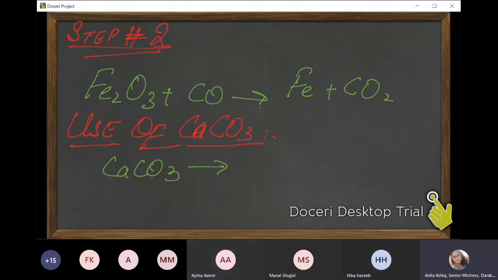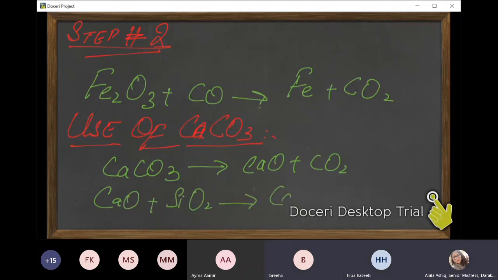Ashmal, can you? No, Ashmal, my come. Yes, Briha, you may proceed. Calcium carbonate is heated to form calcium oxide plus carbon dioxide. Calcium oxide further reacts with silicon dioxide to form slag. Very good. Thank you so much. A bingo answer.